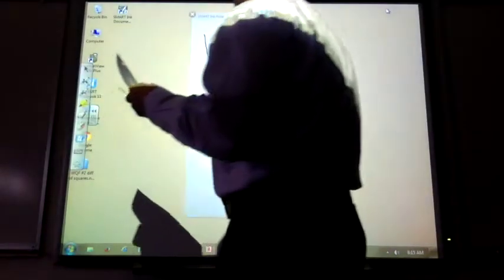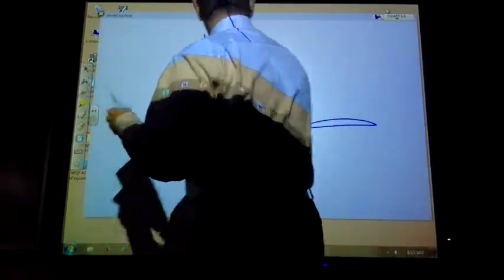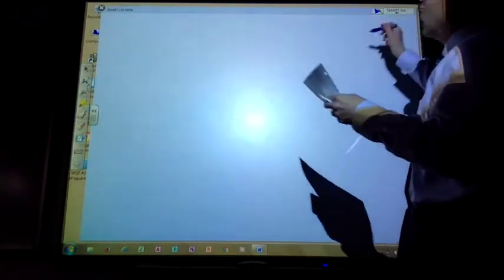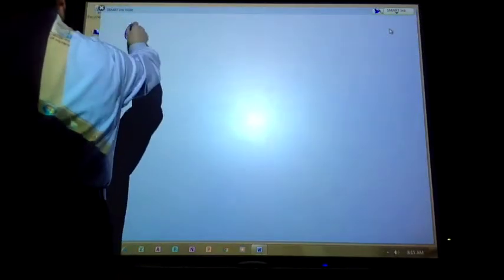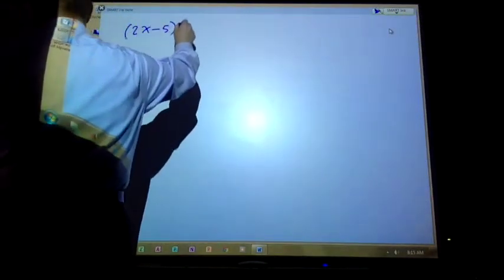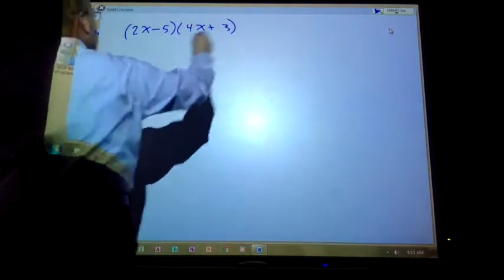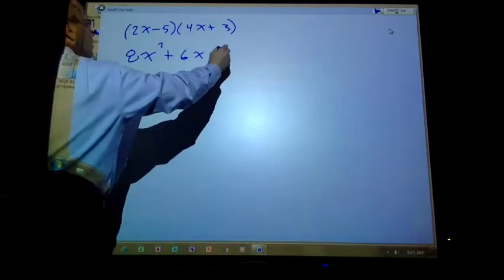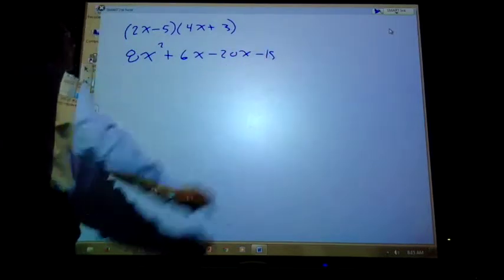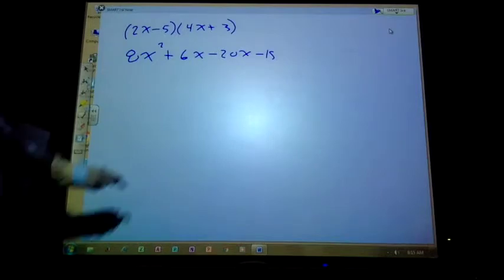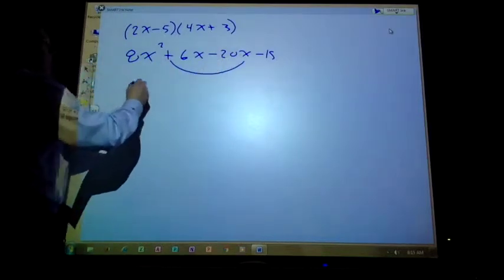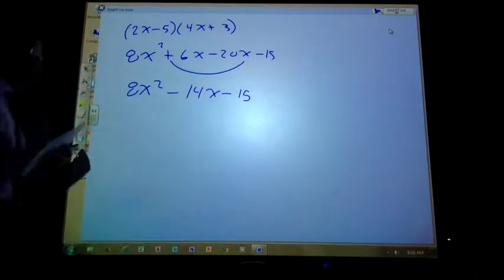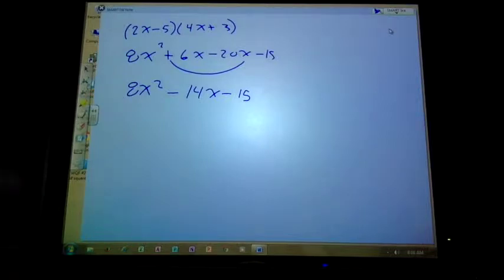So let me bring up this. We're just multiplying these together. So I'm going to get 8x squared plus 6x minus 20x minus 15. Like terms? Minus 14x minus 15. There it is. Okay, 5 and 6 are both done the exact same way.